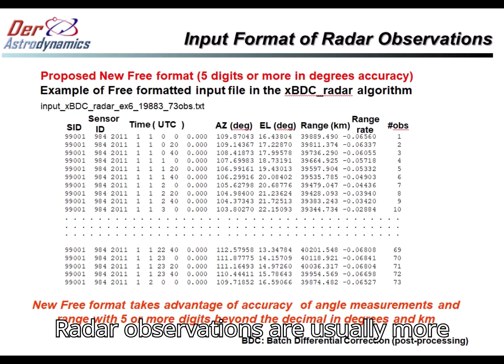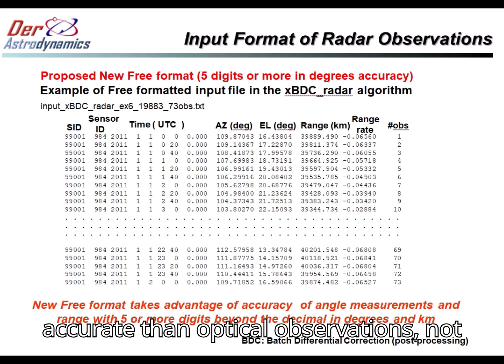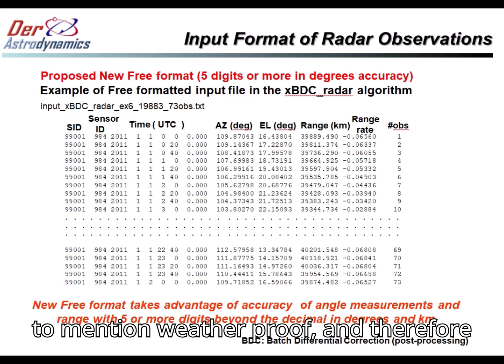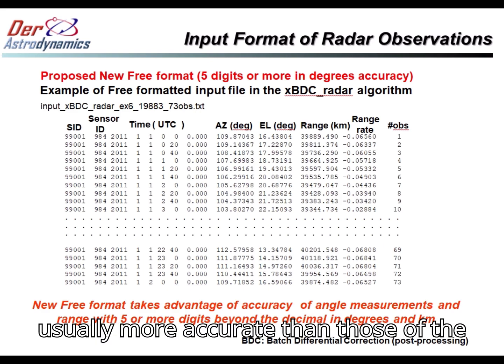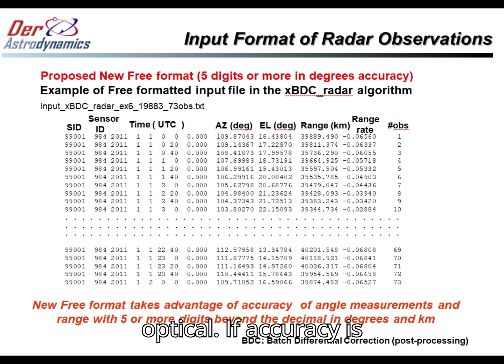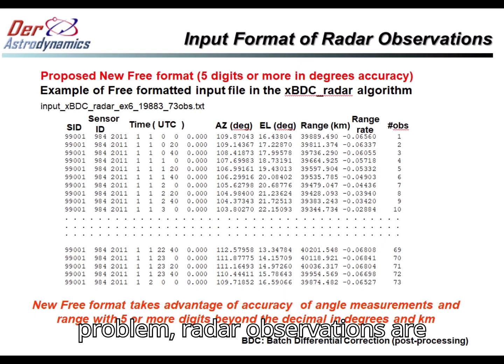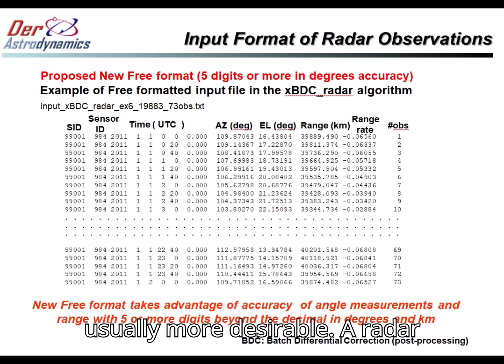Radar observations are usually more accurate than optical observations, not to mention weatherproof, and therefore radar IOD and DC state vectors are usually more accurate than those of the optical. If accuracy is important and cost is no problem, radar observations are usually more desirable.